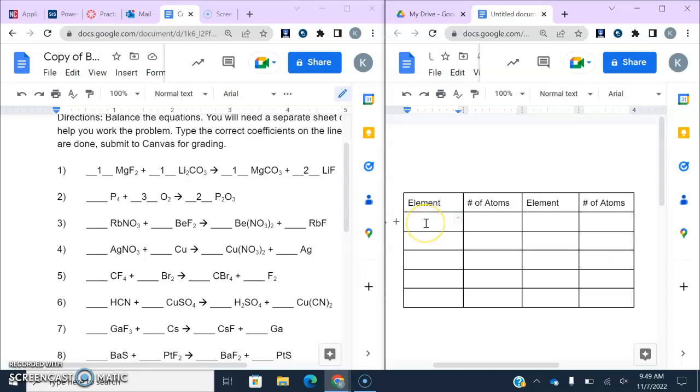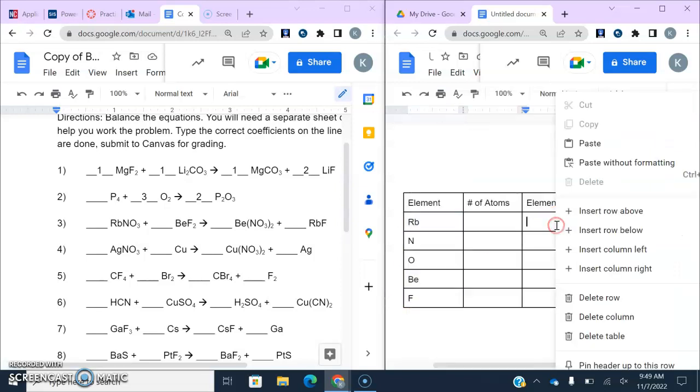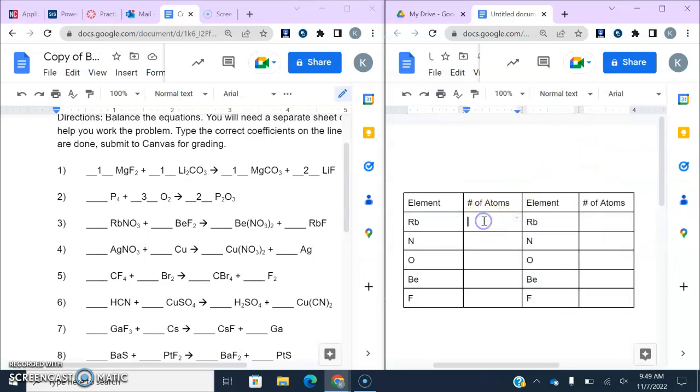All right, let's do the third one. So I'm just going to go ahead and start listing my elements. We have rubidium, nitrogen, oxygen, we have beryllium, and we have fluorine. And again, we know that all of these are also going to be on the right-hand side, so I'm just going to paste it over. I've got 1 rubidium because it has an assumed 1 subscript, 1 nitrogen, 3 oxygen, 1 beryllium, 2 fluorine.